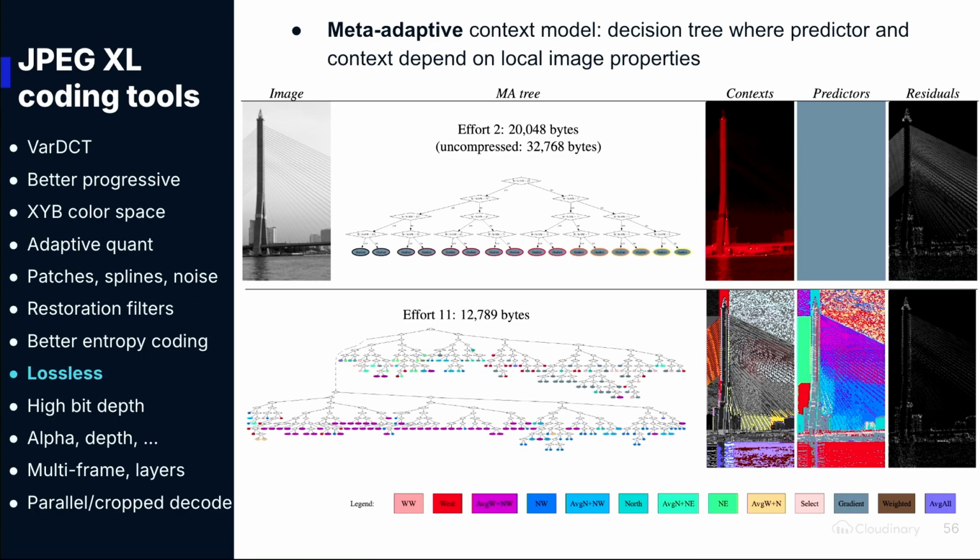So this will give you a file that is 20 kilobytes, but with more effort, you can make a more complicated tree. The context will look a lot more interesting. The predictor choices will also look a lot more interesting, but the bottom line is that the residuals that you get are much smaller. So basically, this looks darker than that. So even though you have to signal this tree, the overall file size is only 12 kilobytes in this case.